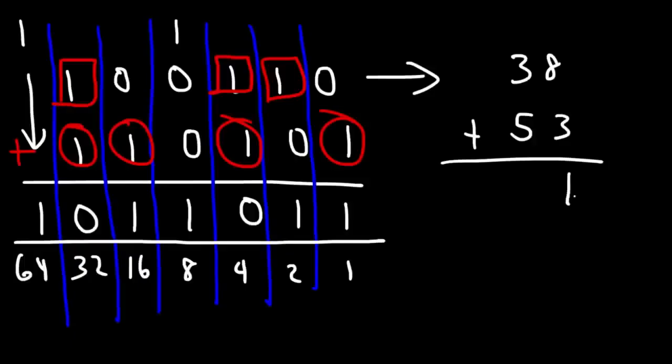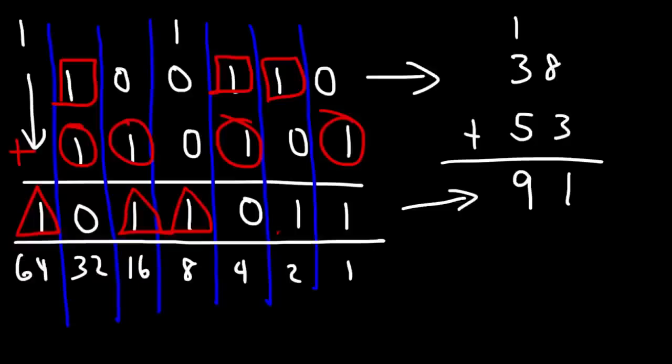Now 8 plus 3 is 11, carry over the 1. 5 plus 3 is 8, plus 1, that's 9. So this should equal 91. So we have a 64 plus 16, so that's 80, plus 8, that's 88, plus 2 is 90, plus 1, 91. So we can see that we do indeed get the right answer. And so now you know how to add binary numbers.